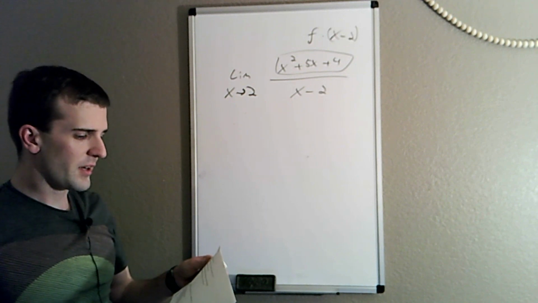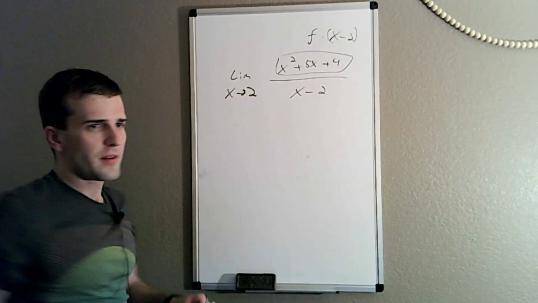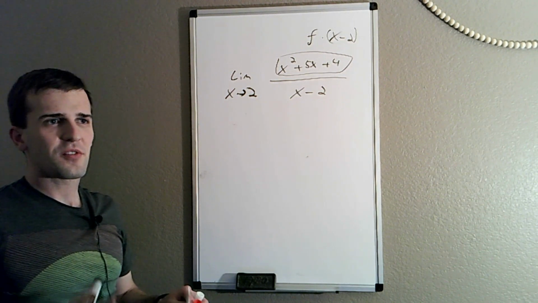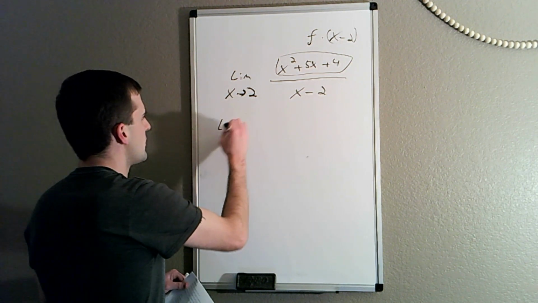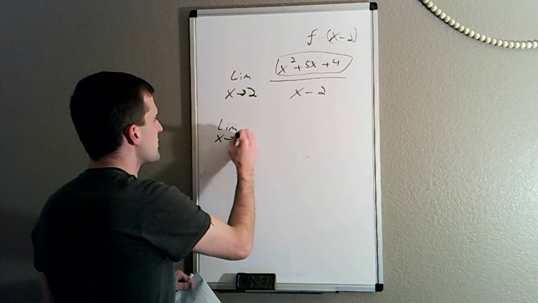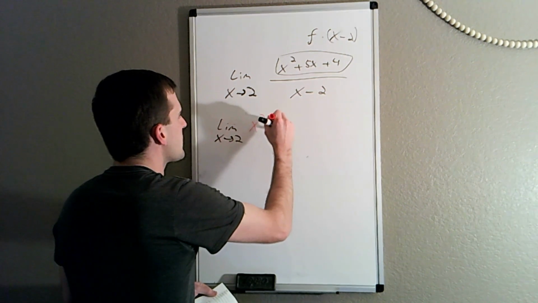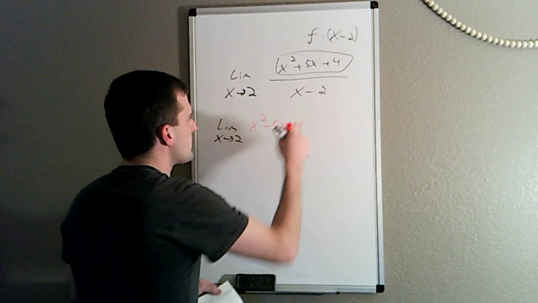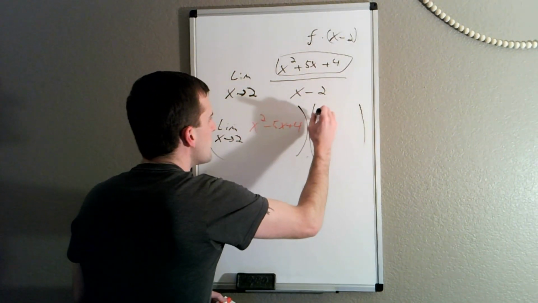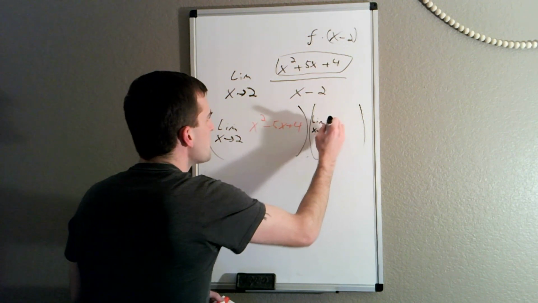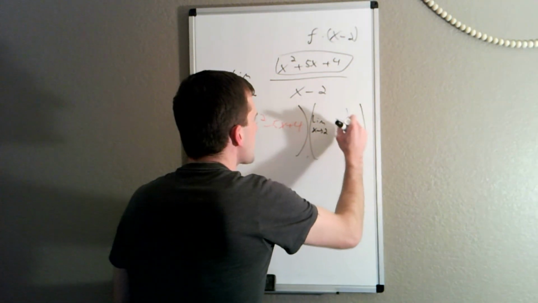I'm not sure how the book actually wants you to do it, but in this case I'll do the same thing I did last time. There's not always one way to solve a limit. Sometimes you can do multiple ways. So I'll split it up. Limit as x approaches 2 of the top, x squared plus 5x plus 4, multiplied by limit as x approaches 2 of 1 over x minus 2.